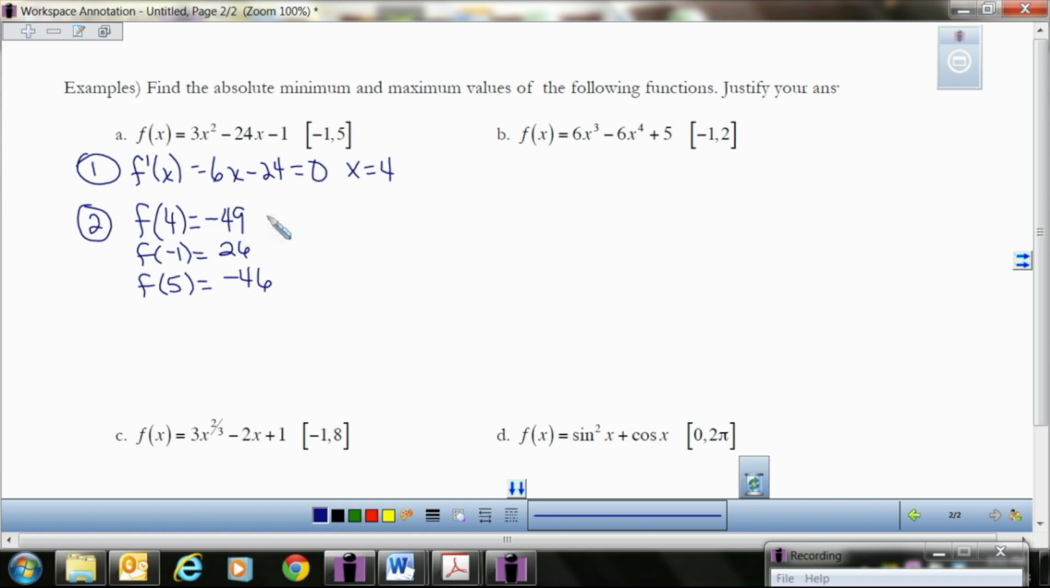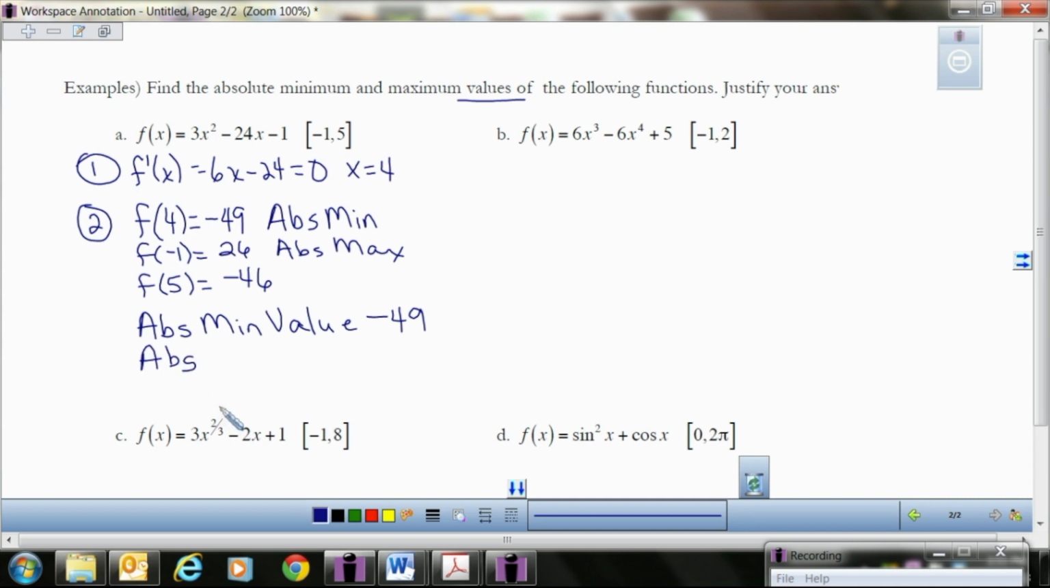And so notice that this is my absolute min, and this is my absolute max. So if you're writing the answer to this, you'd write it all out. But so the absolute minimum value is negative 49 because it said find the values. Now if it said find the point, whereas an absolute maximum, we'd list the point, but it did not say that, so I'm just trying to answer the question that was asked of me.